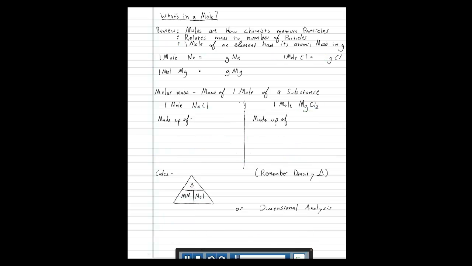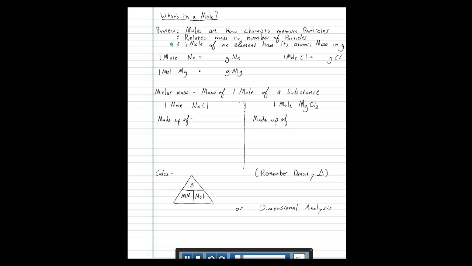Hey guys, last class we discussed what a mole was, and we figured out that a mole is just how a chemist measures particles. That certain number of particles, about 6 times 10 to the 23rd. So it relates something we can measure, that is mass, to a number of particles. And the key thing right here was 1 mole of any element has a mass of its atomic mass in grams. So get your periodic tables out and follow along with me.